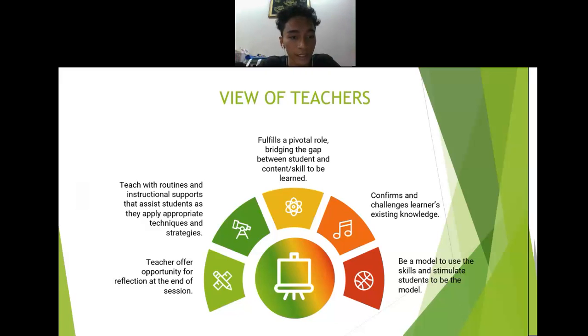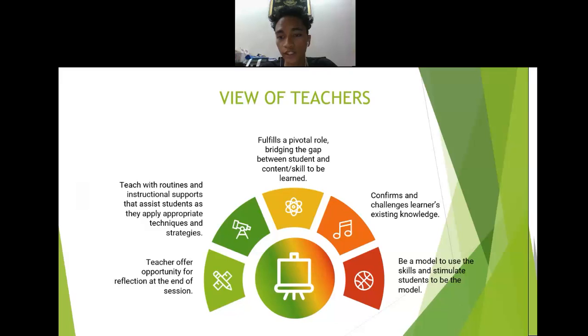The second one: teach with routines and instructional supports that assist students as they apply appropriate techniques and strategies. As a teacher, they also have to be a role model, which means they have to plan the strategy so that students can understand perfectly in the class. The third one: fulfills a pivotal role, bridging the gap between student and content or skill to be learned. As a teacher, they have to bring the gap closer between the knowledge and the students in order to make the students understand what they teach.